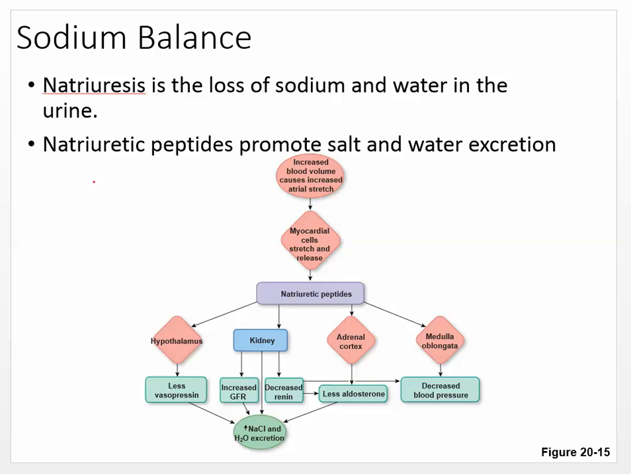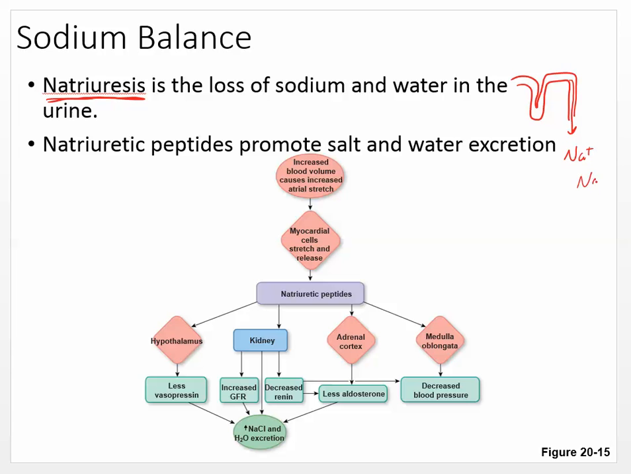Okay, so another one, there's this term natriuresis. That's how you say that. Natriuresis is the loss of sodium and water in the urine. Okay, so that means that instead of being reabsorbed, okay, so this proximal tubule, descending loop, ascending loop, distal tubule, and there is the collecting duct. So that means that instead of sodium being reabsorbed, this will cause sodium to be excreted.